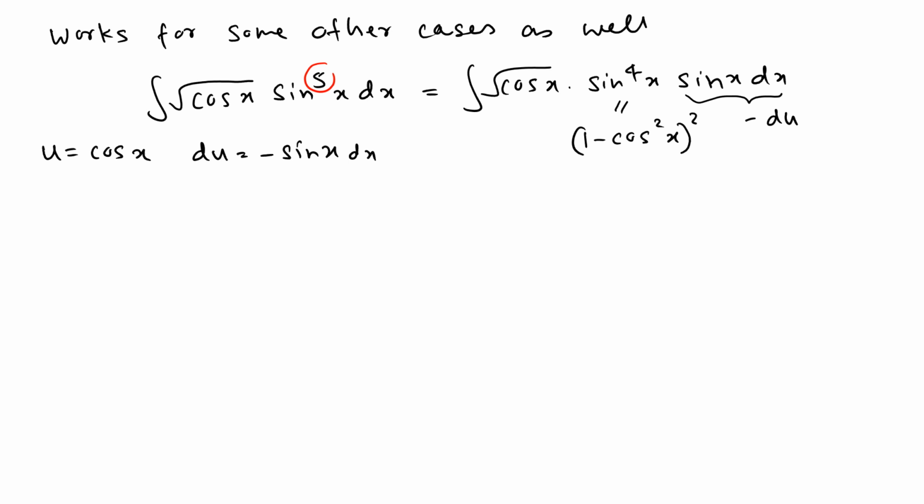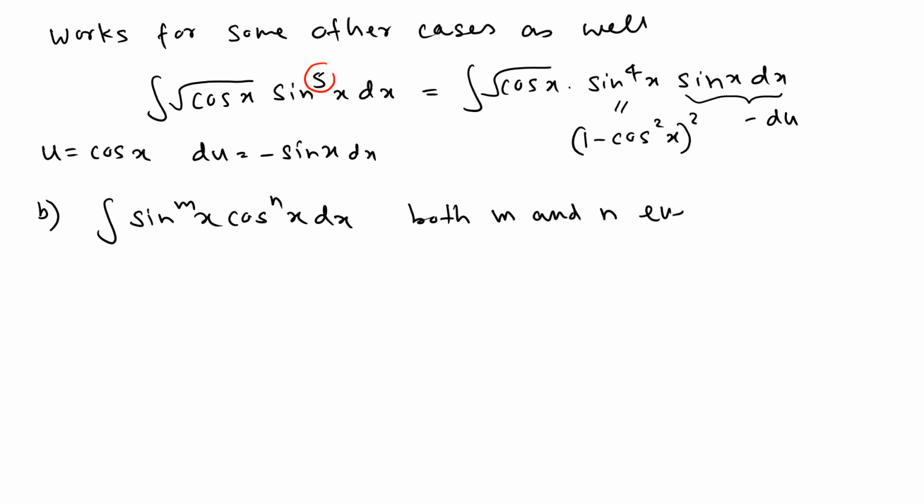So let's try to go to the other type. So what's the other type? You can see that we assumed that one of the powers is odd. What if both powers are even? So we're going to have the same problem, sine mx cosine nx dx, but in this case we can assume that both m and n are even.